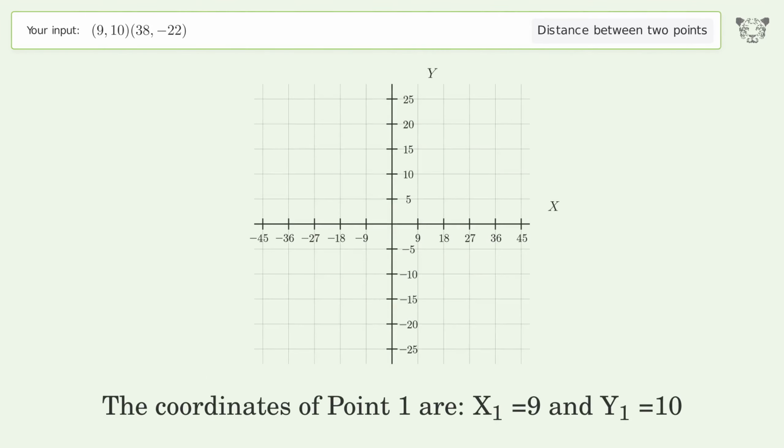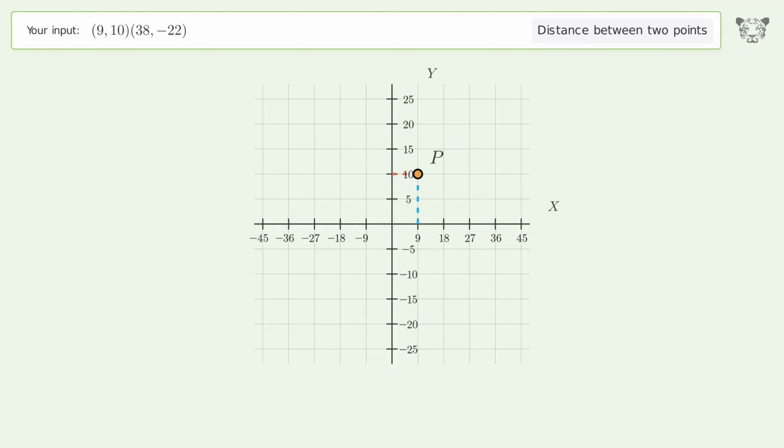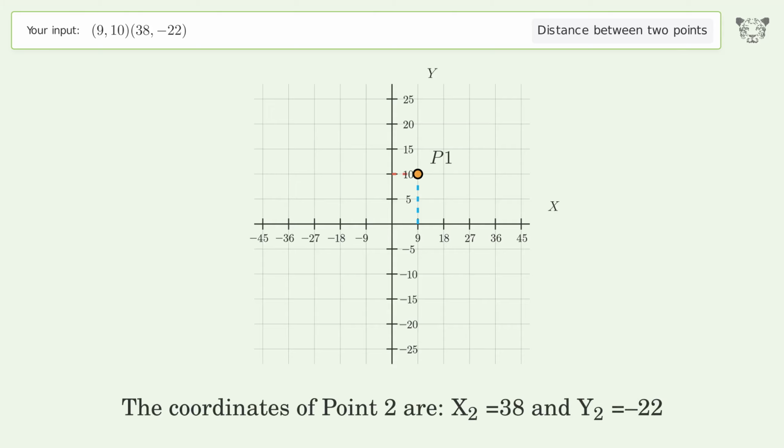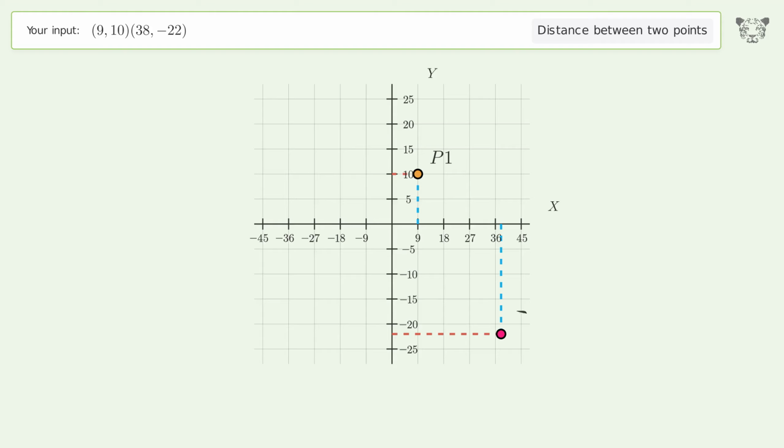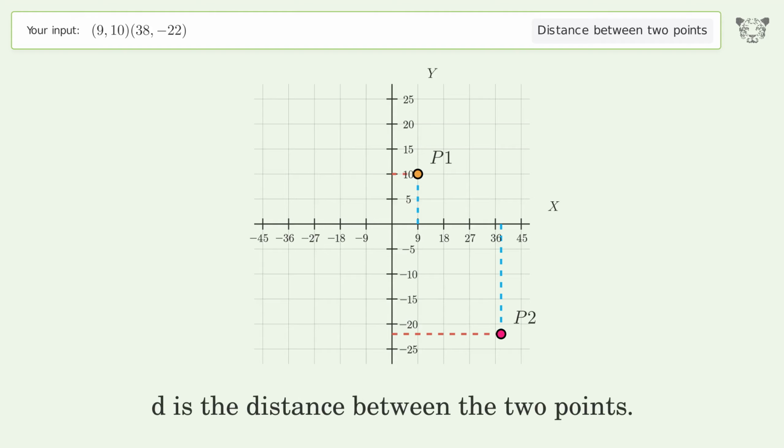The coordinates of point 1 are x1 equals 9 and y1 equals 10. The coordinates of point 2 are x2 equals 38 and y2 equals negative 22. D is the distance between the 2 points.